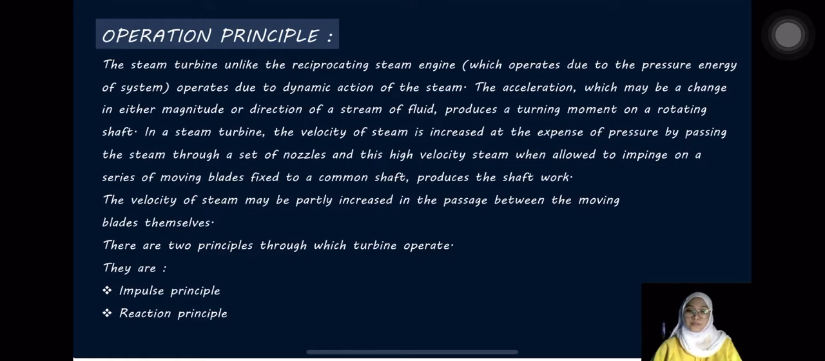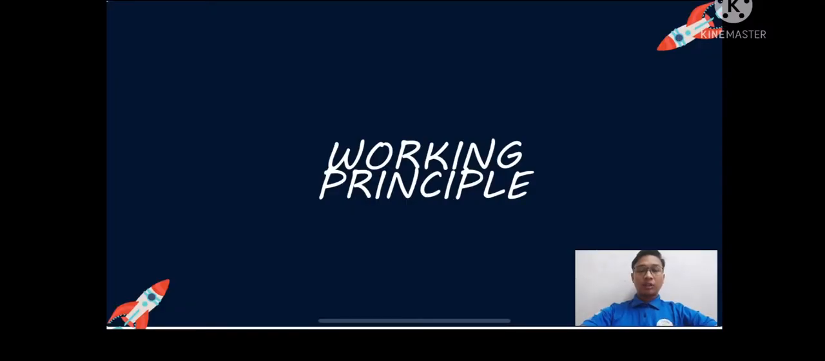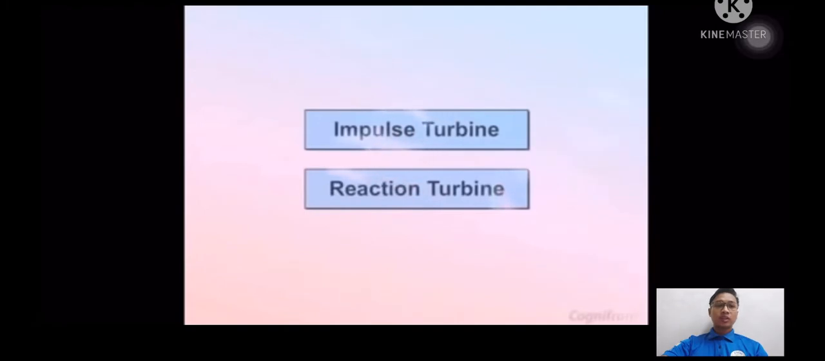There are two principles through which the turbine operates: first, the impulse principle, and second, the reaction principle. I will pass to Muhammad Adam to explain the working principle of impulse and reaction. Thank you. Hello, my name is Muhammad Adam bin Rosli. My metric number is 01DKM18F2013. My part is the working principle. There are two types: the impulse turbine and the reaction turbine.